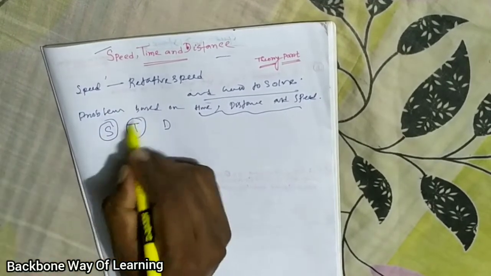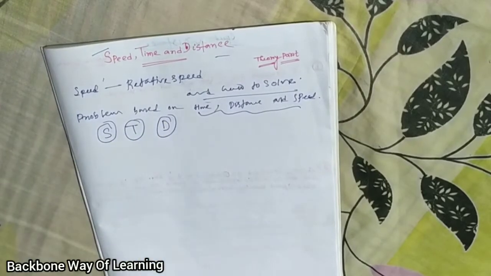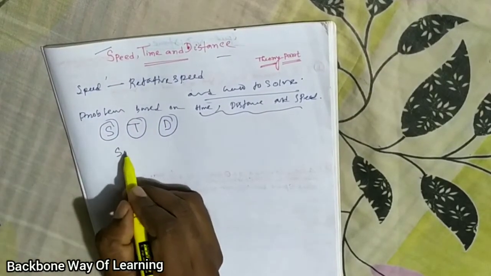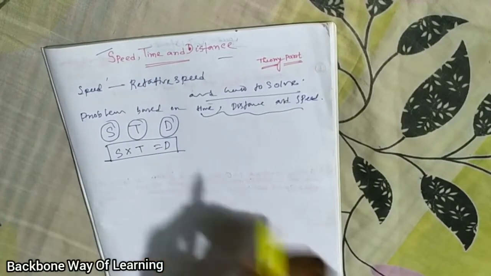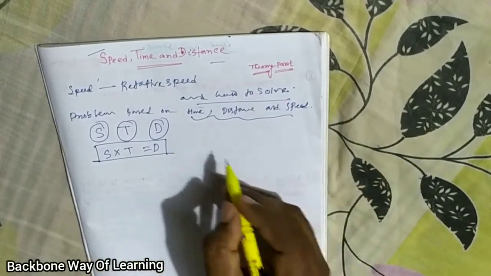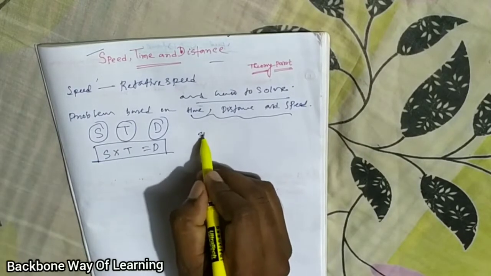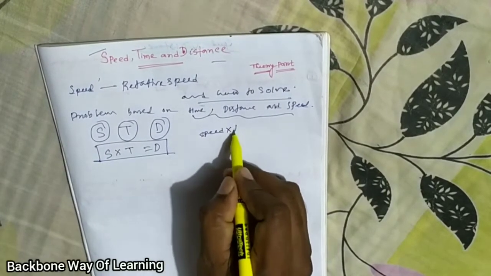Speed, time and distance: S T D, S for speed, T for time, D for distance. So speed is equal to D by T, or S into T is equal to D.